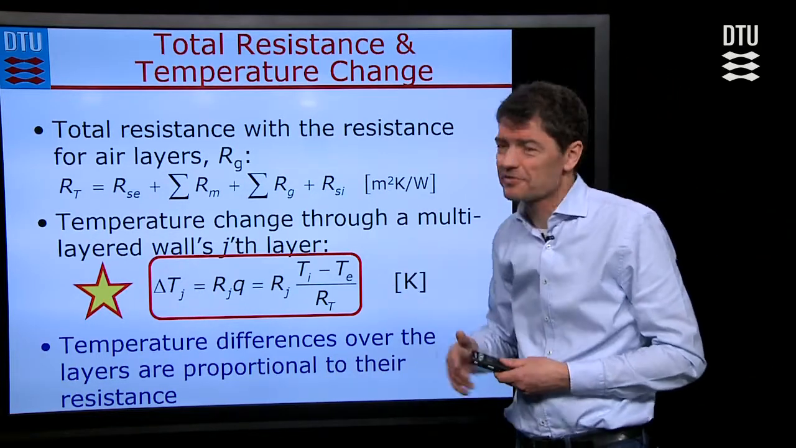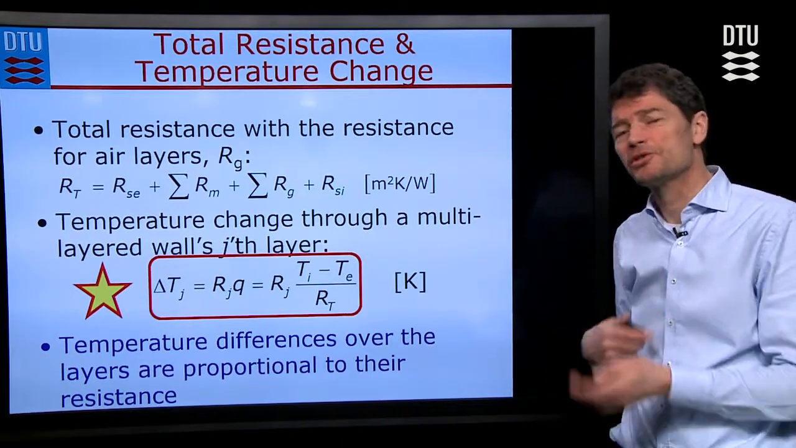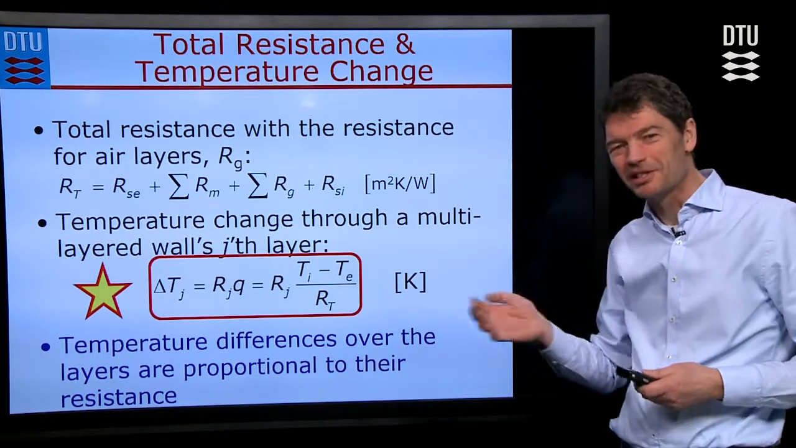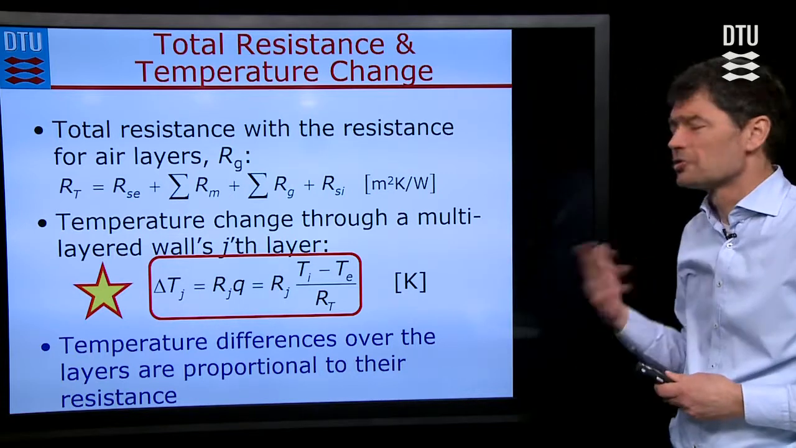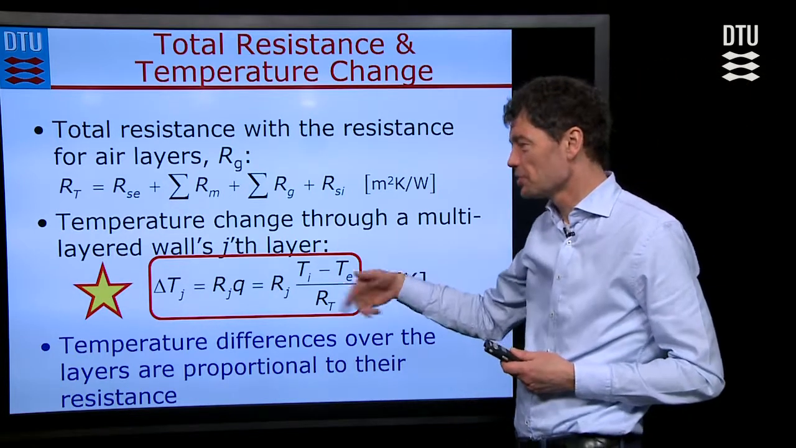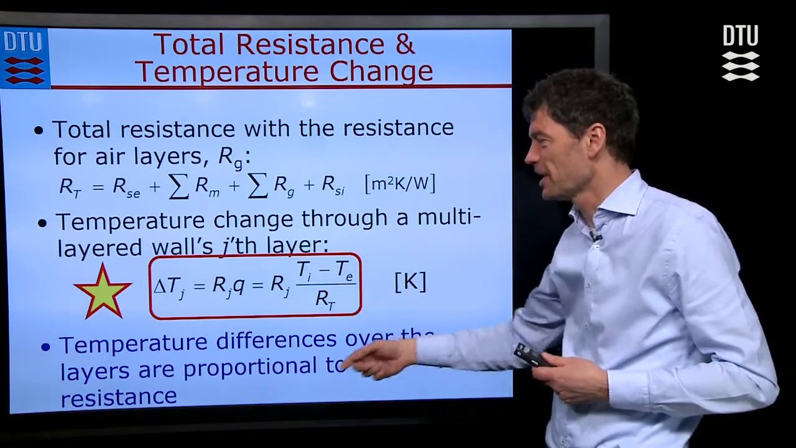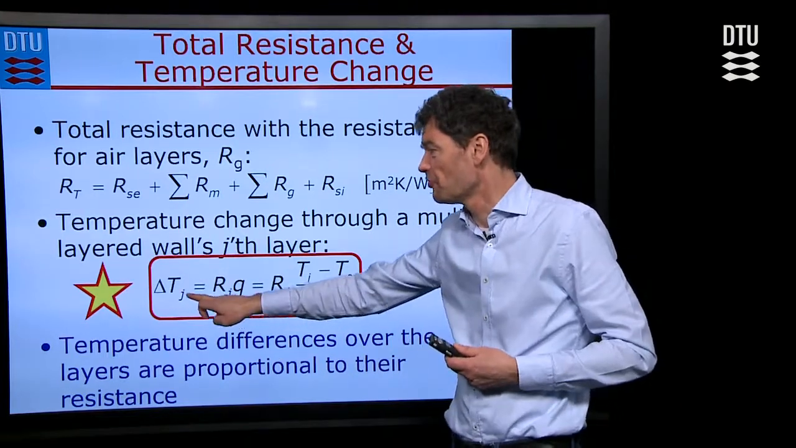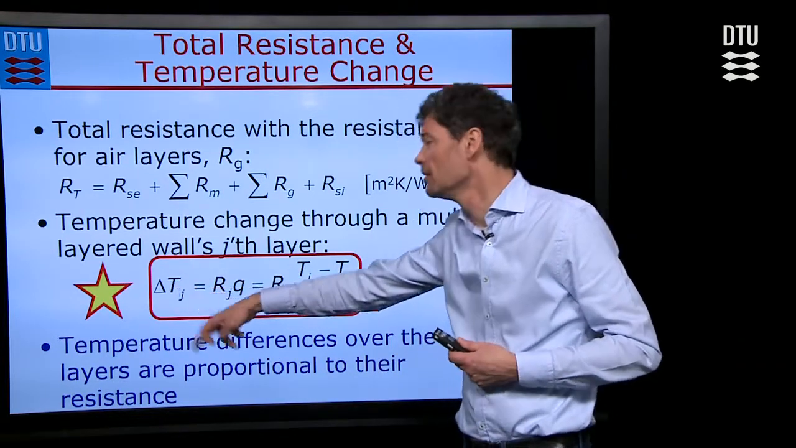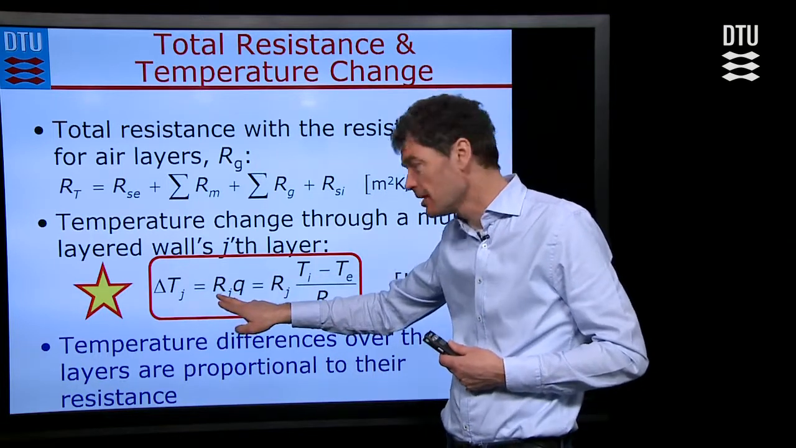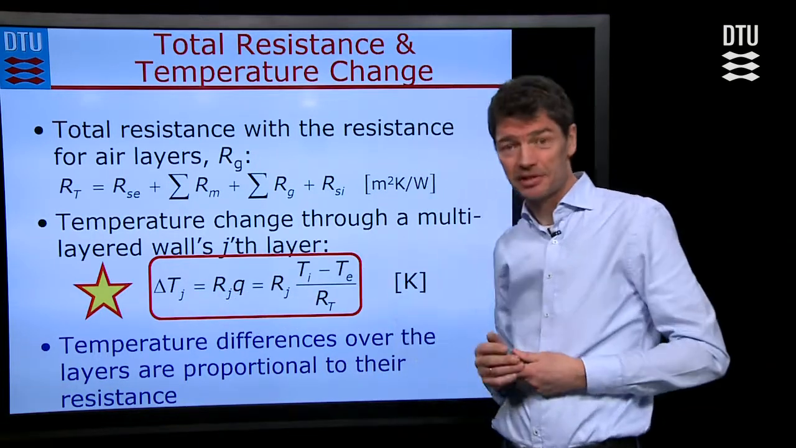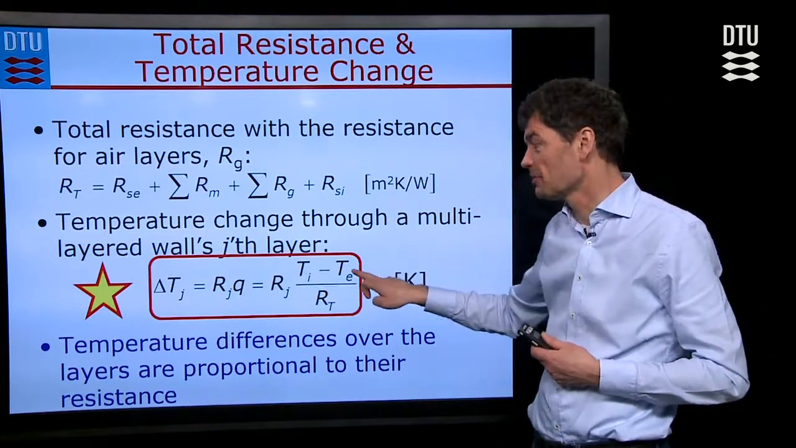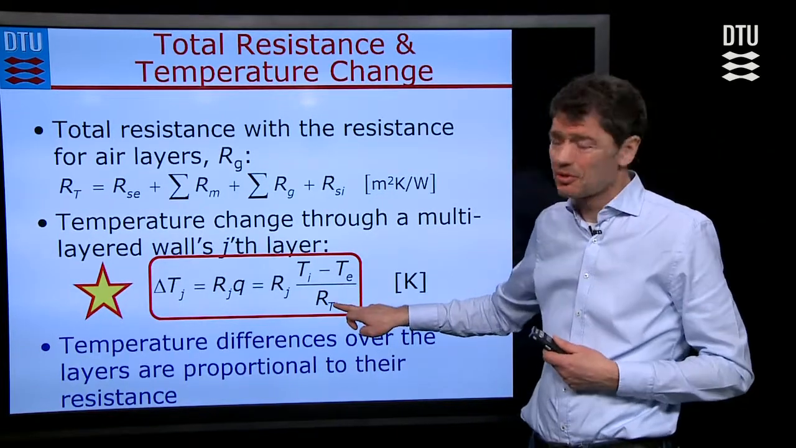The last thing we have an interest in doing is to calculate a temperature distribution through our wall, so we can know the temperatures somewhere in the middle of the wall. To do so, we use the mechanism that over a certain layer, for instance layer number J, the temperature difference over that layer is the thermal resistance of that layer multiplied by the heat flux that goes through the wall. And the heat flux is the temperature difference over the wall divided by the total resistance.